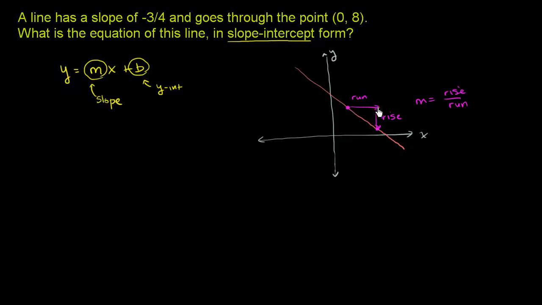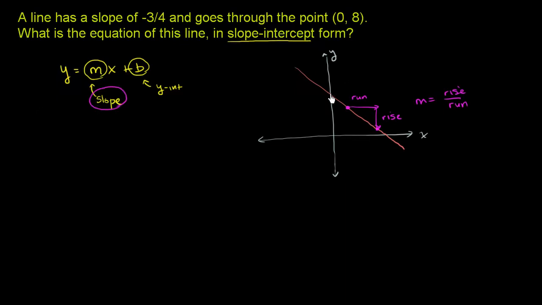If our run is positive, our rise here is negative. So this would be a negative over a positive, which gives you a negative number. And that makes sense because we're downward sloping. For every step we move to the right, the more we go down, the more downward sloping it will be, the more of a negative slope we'll have. That's slope. The y-intercept just tells us where we intercept the y-axis.